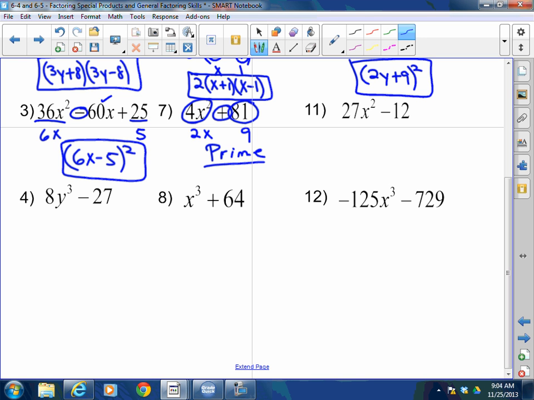Ooh, 27 and 12, those are not perfect squares. Can I factor anything out of that? What? A 3, very good. Giving me a 9x squared minus 4. Is 9x squared a perfect square? What is it? Is 4 a perfect square? Are two perfect squares being subtracted? So it is the 3 GCF that I factored out times square root of the first plus square root of the second times square root of the first minus square root of the second.